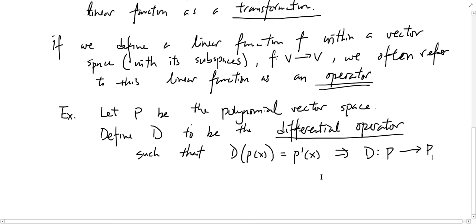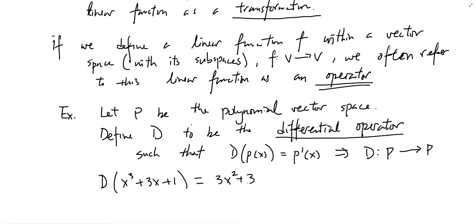Let me show you how this works with a differential operator. For example, suppose I take the derivative of a polynomial function x to the third plus 3x plus 1. It gives me the derivative, which in itself is another polynomial function. Now, I called this a differential operator, which means I'm claiming that it is also linear.